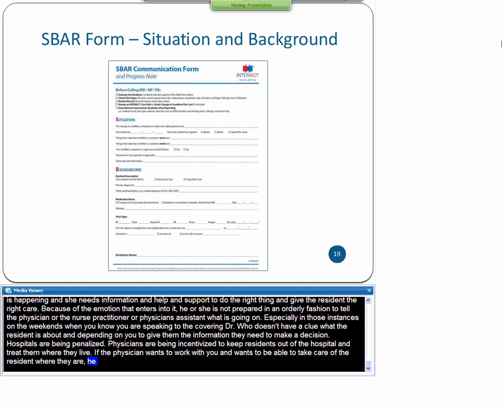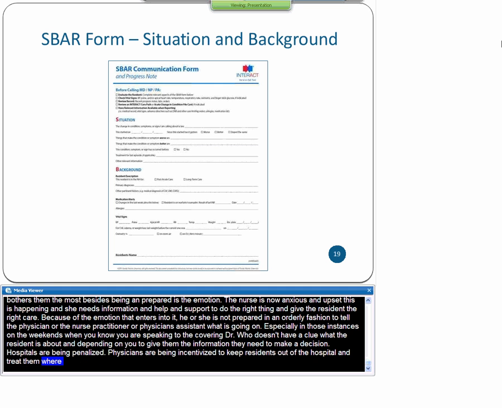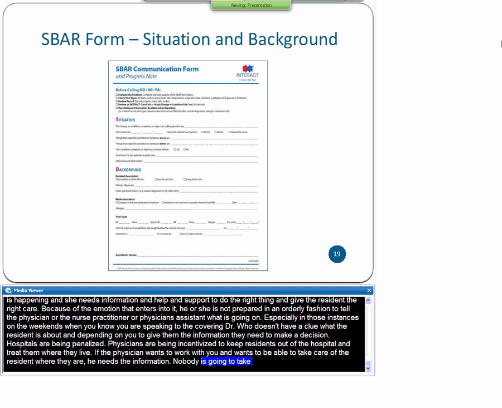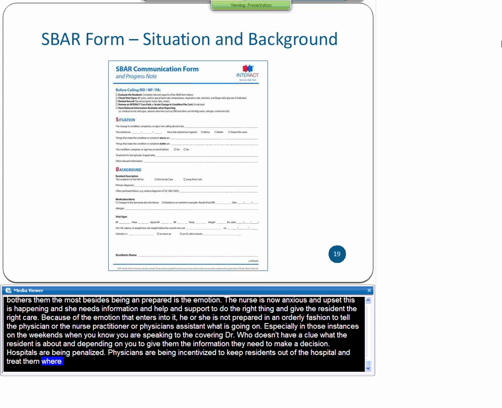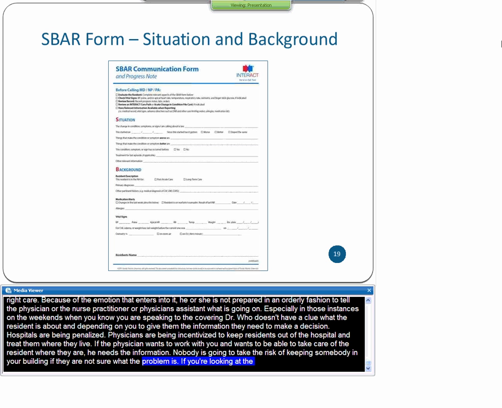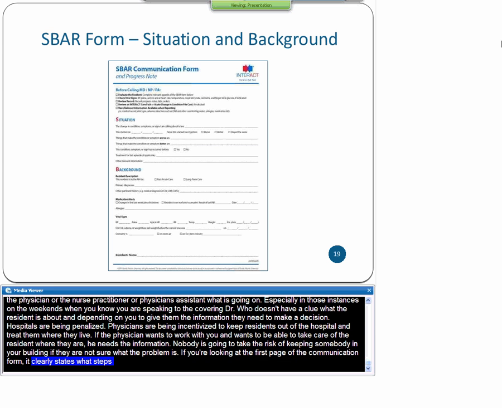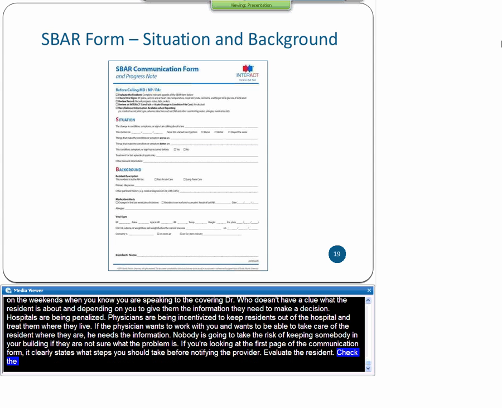So if you're looking at the first page of your communication form, it clearly states what steps you should take before notifying the provider. Evaluate the resident. Complete relevant aspects of the SBAR form below. Check the vital signs. And this is everything you have in front of you before you make the call. The blood pressure, the pulse or capable heart rate, temperature, respiratory rate, oximetry, and finger stick for glucose if the resident is a diabetic or if it's indicated.